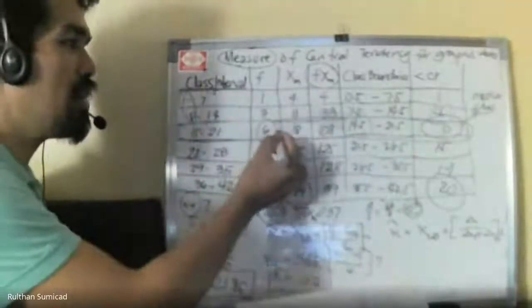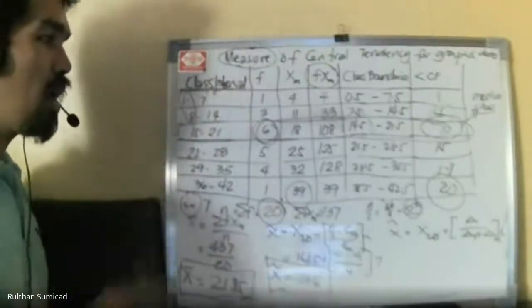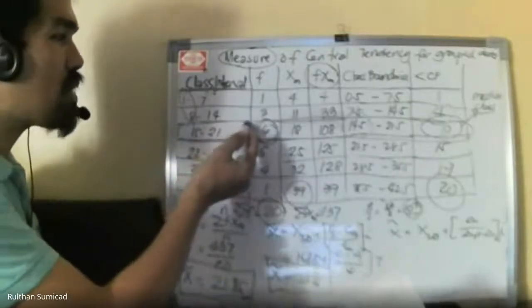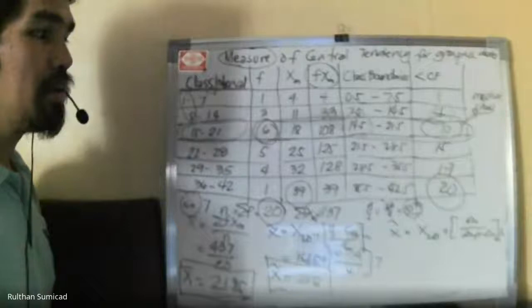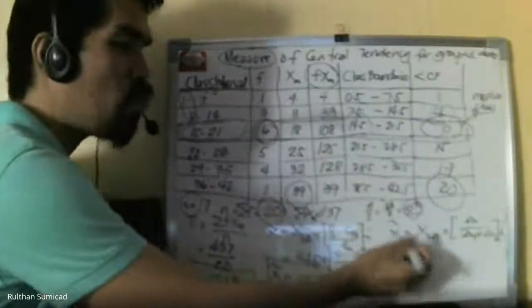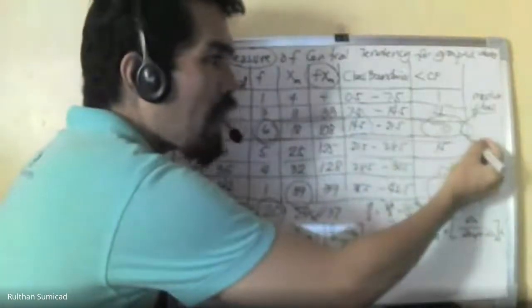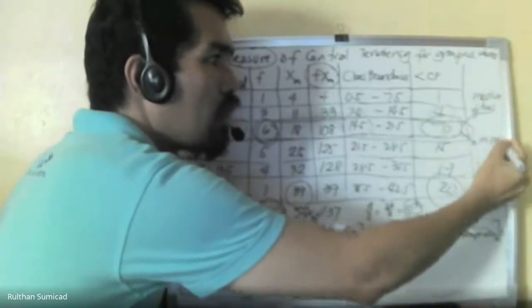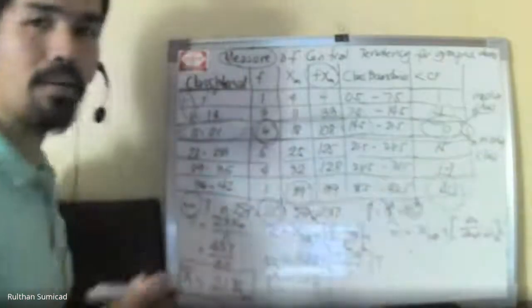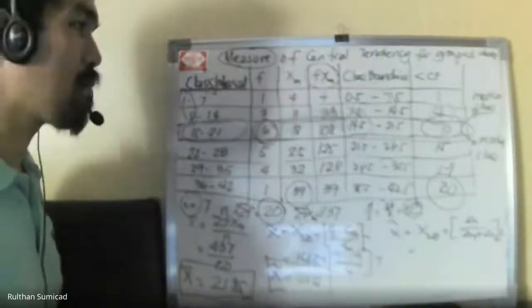This is the highest frequency, 6. Now we're guaranteed that the mode is located in this interval, within 15 to 21. So we will substitute the values. We located the modal class, which is this one. At the same time, the median class is also our modal class.